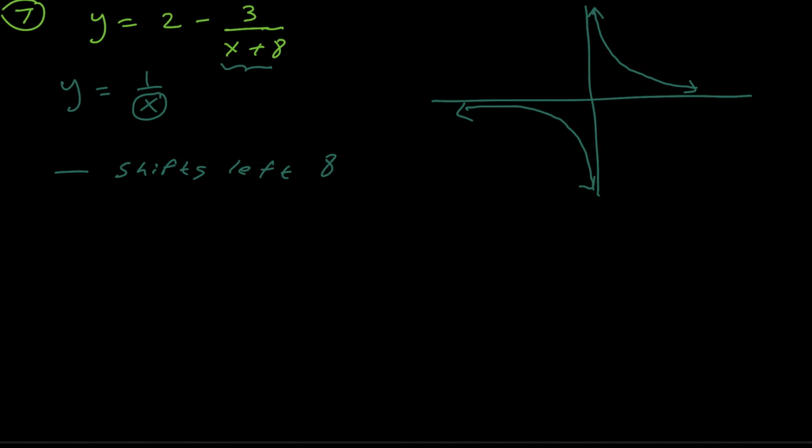And then, again working our way from the inside out, we're going to look at this 3 here. And what does that 3 do? That 3 is actually like 3 times 1 over x, right? So it's going to multiply all the y values by 3. It's going to be a vertical stretch by a factor of 3.